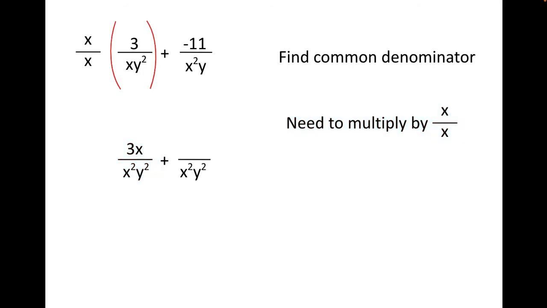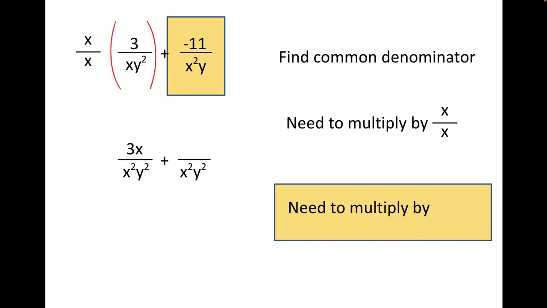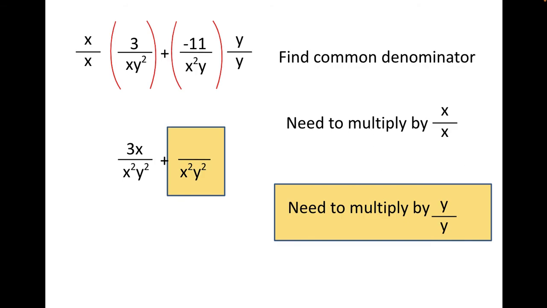Now we'll move over to the other term, the negative 11 over x squared y. I need to multiply that by y over y. So again, I will show that with parentheses, multiplying by y over y. That's just a form of 1. I'm just renaming this. And so I get a numerator of negative 11y.